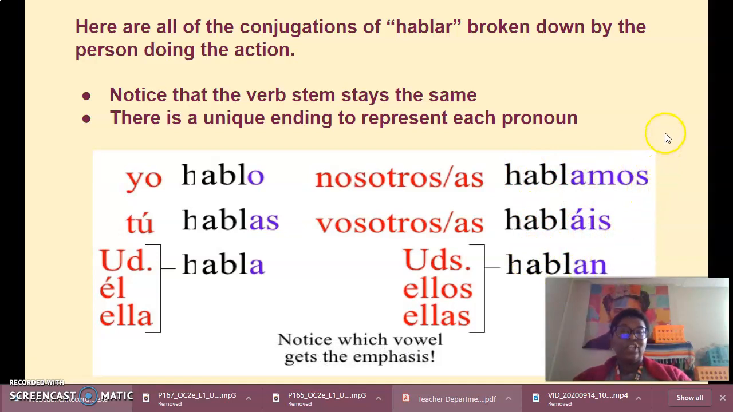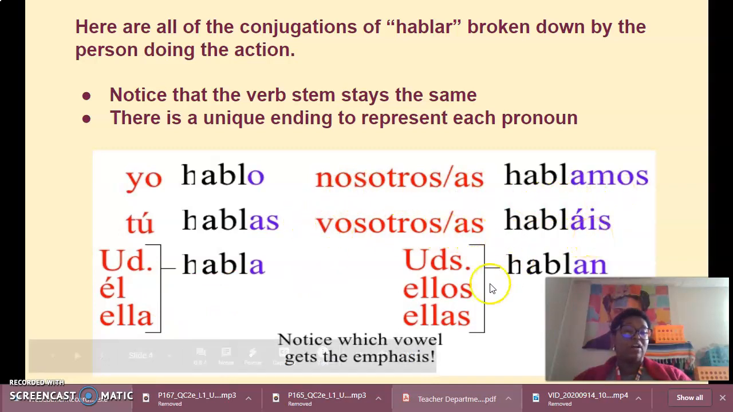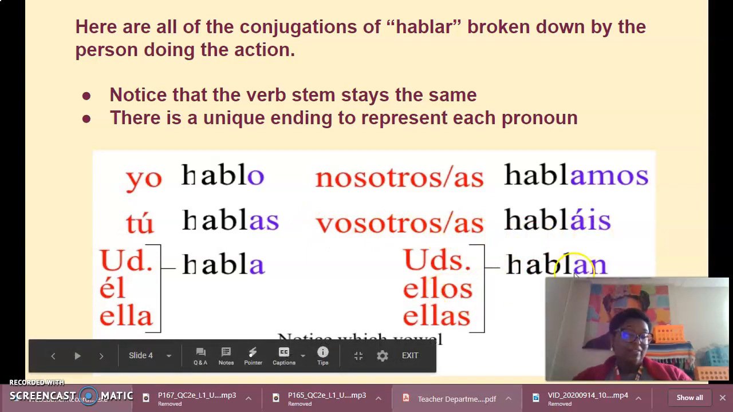So that's how we would change the verb hablar for each different pronoun. Yo hablo, I talk. Tú hablas, you talk. Él habla, he talks. Ella habla, she talks. Nosotros hablamos, we talk. Vosotros habláis, you all talk. Ellos hablan, they talk.